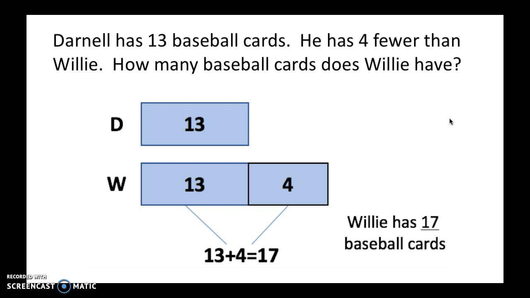Darnell has 13 baseball cards. He has 4 fewer than Willie. How many baseball cards does Willie have? So, since we're doing this together, we'll just look at it. Darnell has 13, and I know that he has 4 fewer than Willie. And then I want to know how many Willie has. So that means that Willie has 13 plus 4 more. So Willie has 17 baseball cards, and Darnell has 13. Okay? Sorry that one messed up a little bit.